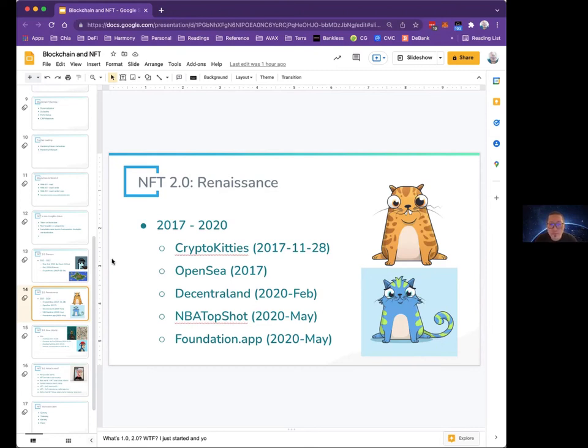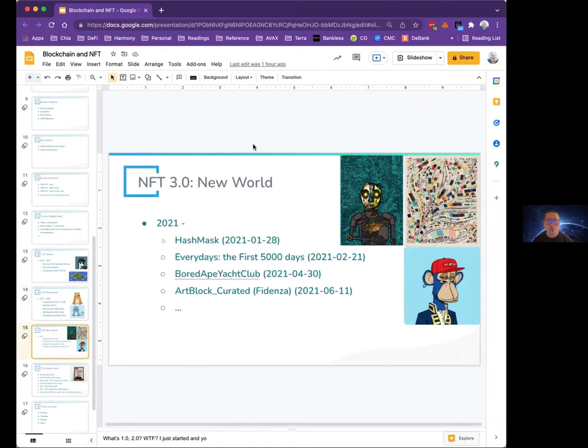So between 2017 and 2020, a few projects started to use NFTs, but they still didn't capture a lot of attention, and didn't find many real usages. But in 2021, that's different. From the beginning of 2021, there has been a booming of NFT applications.